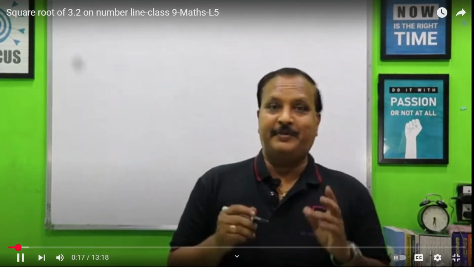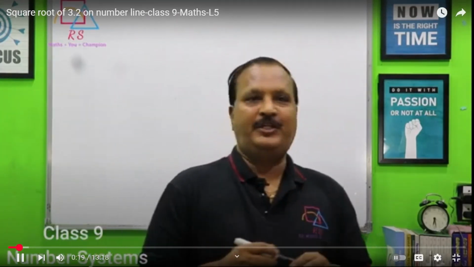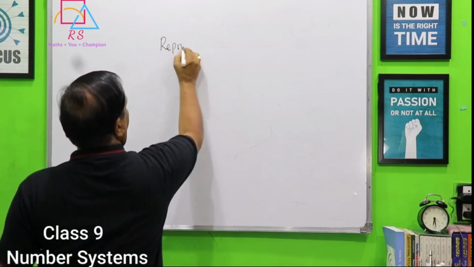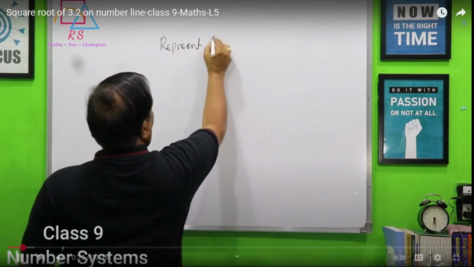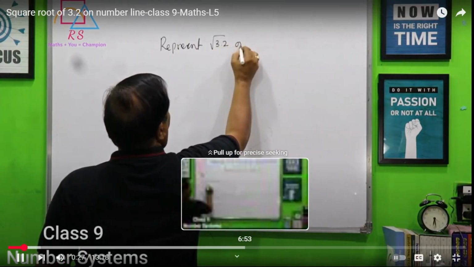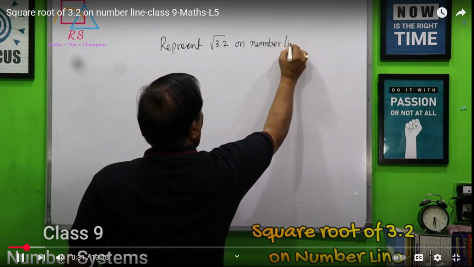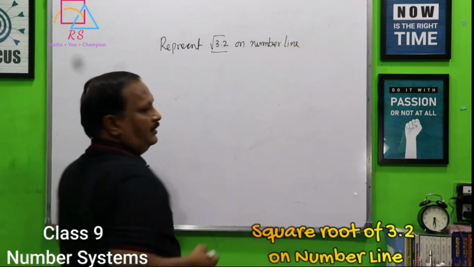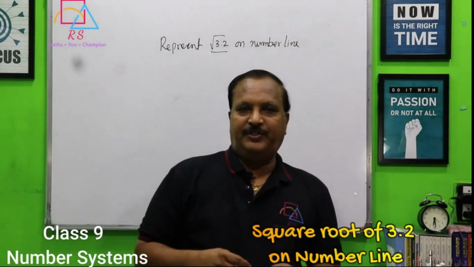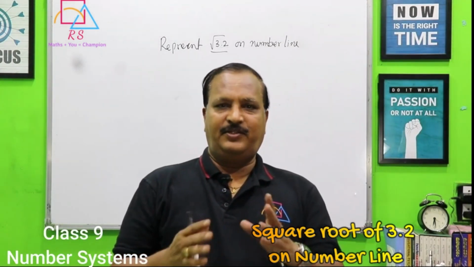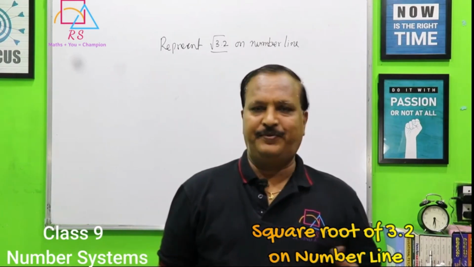I'm going to represent root 3.2 on the number line. So this is also one of the important questions of class 9. Till now we have represented root 3, root 2, root 5, root 11.